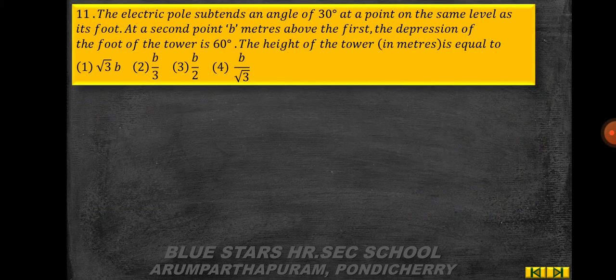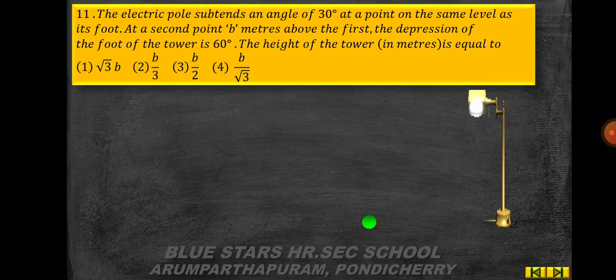Question number 11. The electric pole subtends an angle of 30 degree at a point on the same level as its foot. At a second point B meters above the first, the depression of the foot of the tower is 60 degree. The height of the tower in meters is equal to: option 1, √3b; option 2, b by 3; option 3, b by 2; option 4, b by √3.